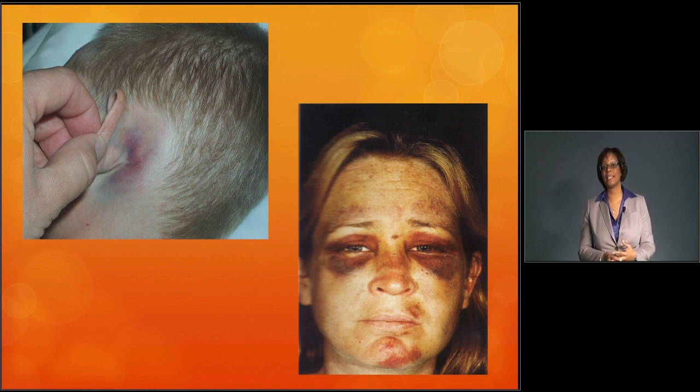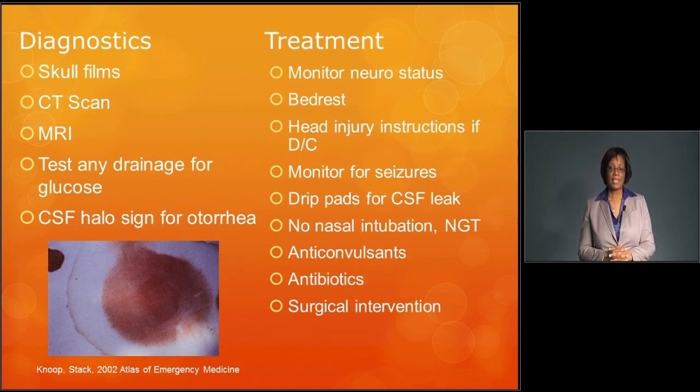So if you and I see it in the emergency department, it probably means that this person has a significant bleed, or they've been without care for a while, walking around with this basilar skull fracture. Diagnostic tests are going to include your CT, your MRI, your skull films, obviously testing any drainage for glucose, clear drainage anyway, because that could tell you that it is CSF. And then treatment is going to be dependent on the type of fracture they have and also on their presentation.